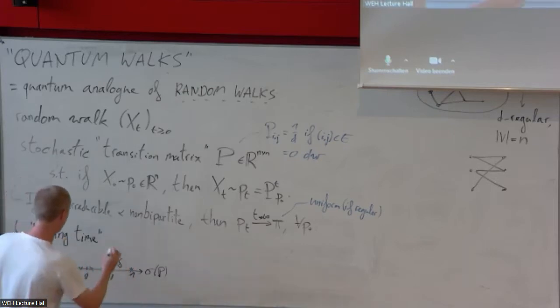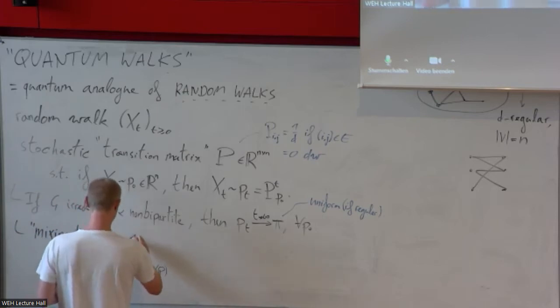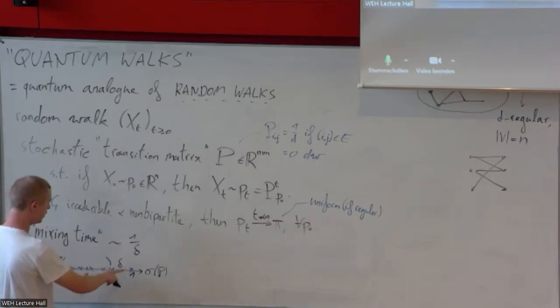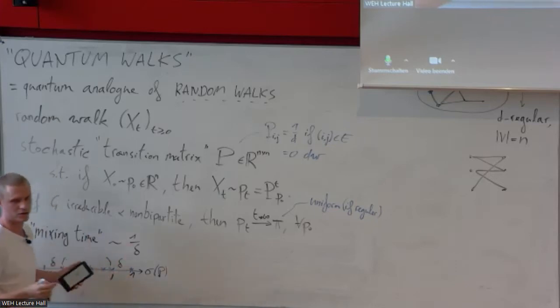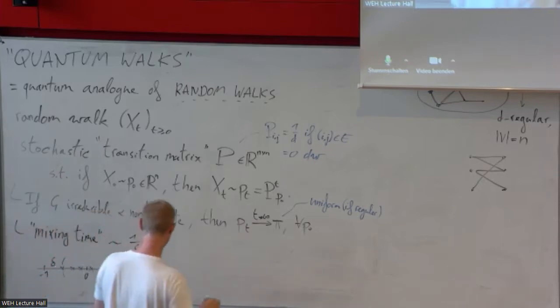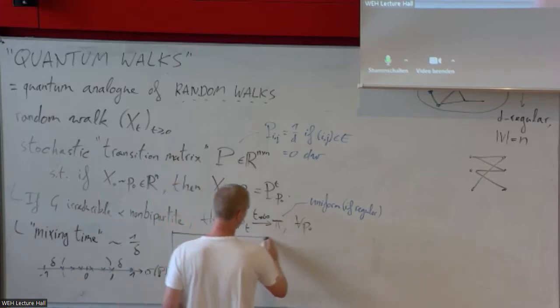And now you can already feel what I'm going to say next, namely the mixing time, or the convergence time of this random walk, will scale with the inverse of the spectral gap. Okay, so the larger this gap is, the faster this is going to converge. The smaller it is, the slower it's going to converge. Let me give a couple of examples to get some intuition of what's going on.